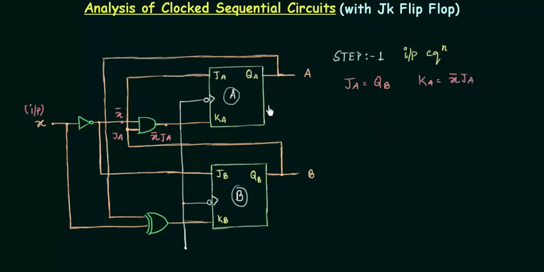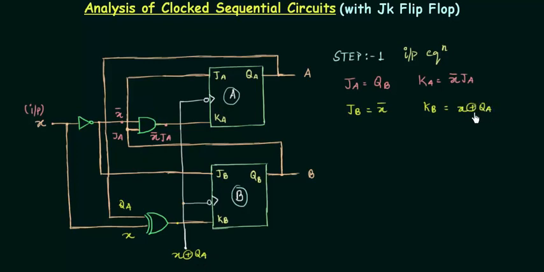We are done with the A flip-flop. Now we will move to the B flip-flop. First I will find out JB. It is equal to X complement, and KB is the output of this XOR gate. Let's see what are the inputs of this XOR gate. The first input is QA and the second input is X. So the output is X XOR QA. So KB is equal to X XOR QA.